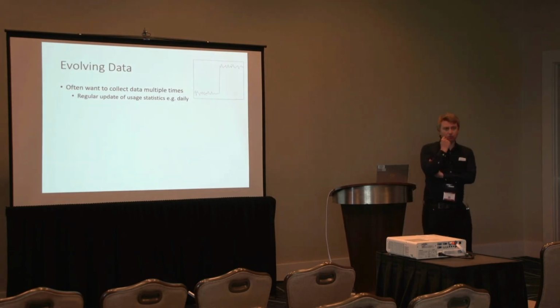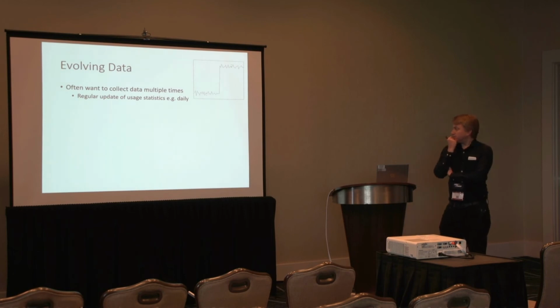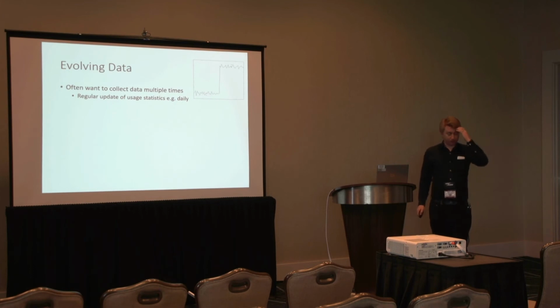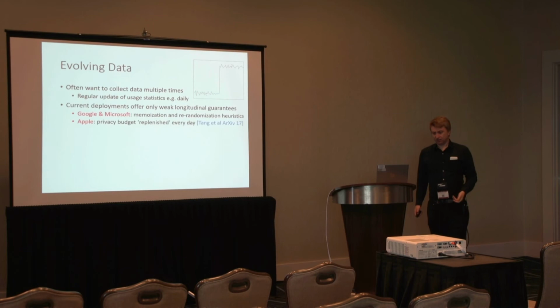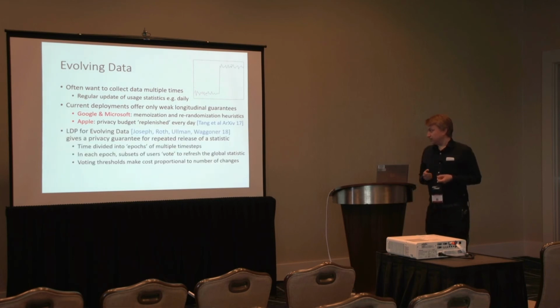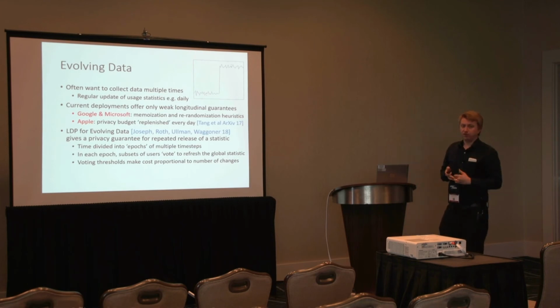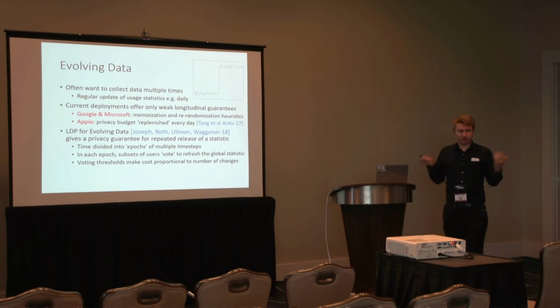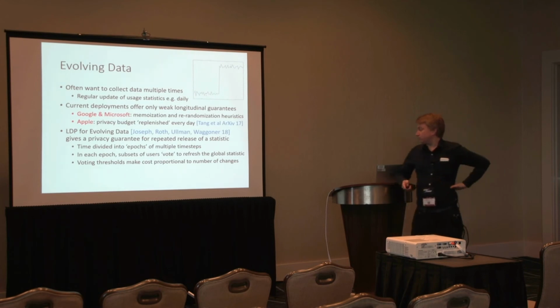So one thing was mentioned before the lunch break, which was evolving data, right? We're typically interested not in a one-time data collection, but in going back and collecting data every day. The way it's currently handled is at best heuristic, or with a relatively weak guarantee. There is one recent paper that attempts to formalize that in a relatively theoretical way, but that's just one starting point. I think more generally, this question of evolving data is a big open one within privacy in general, but in particular for local differential privacy.